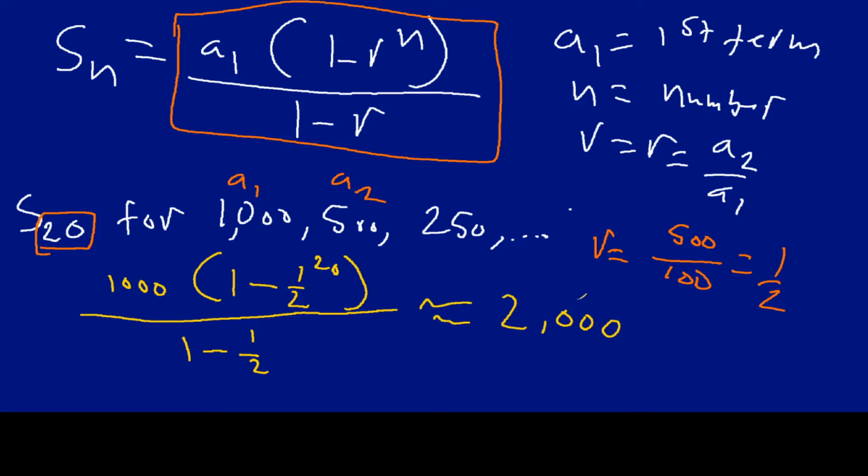So in other words, if we were to sum up the first 20 numbers of this particular geometric sequence, we would get an answer that is about 2,000. So let's go ahead and do our next one. This time we're using summation notation. So it's a little bit different, but if you look at it closely, it's not that shocking.